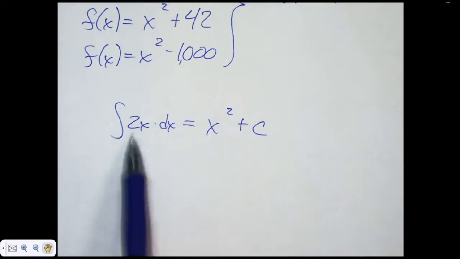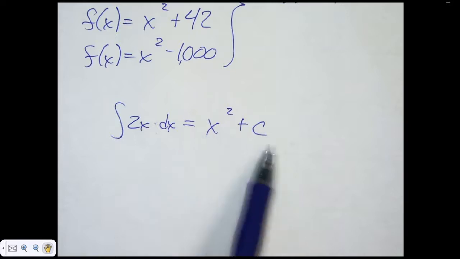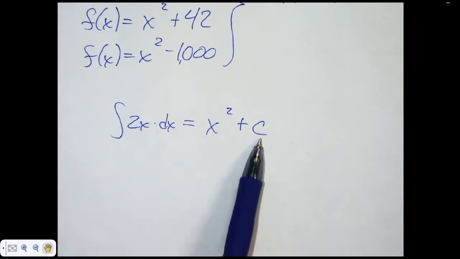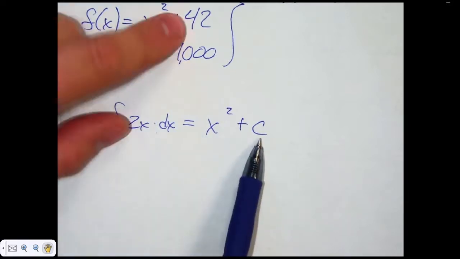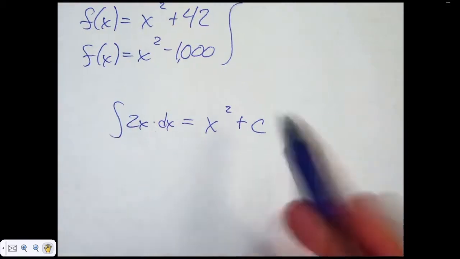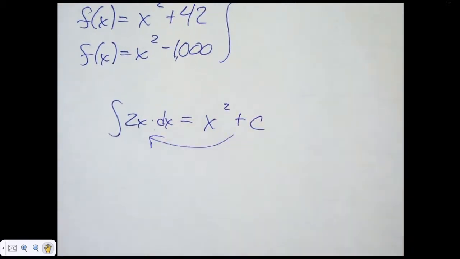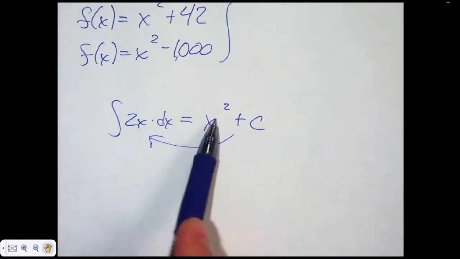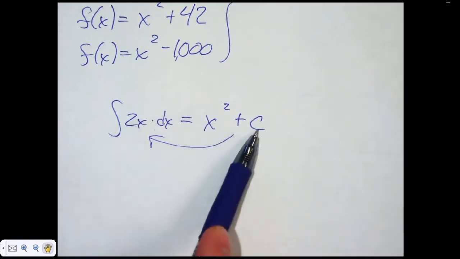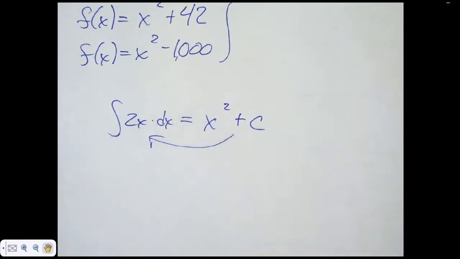So this is saying if I'm starting at 2x and working backwards, my original equation must have been x squared plus some constant. It could have been any constant. I don't know what it is. It could be the 42, it could be the 1,000. Because if you're going this way, what's the derivative of x squared? 2x. And what's the derivative of c? It's 0. So it matches going backwards and forwards.